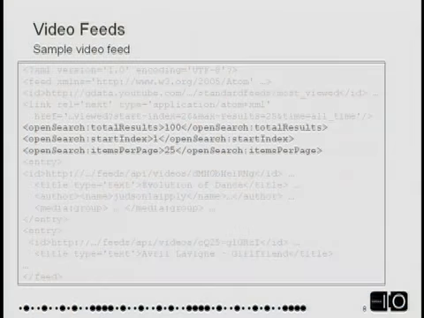The next section I want to highlight is the open search elements. This is how we actually tell you where you are within a set of results. Fairly straightforward by their names. Total results is the number of total results available. Start index and items per page is to help you with navigating through the results.